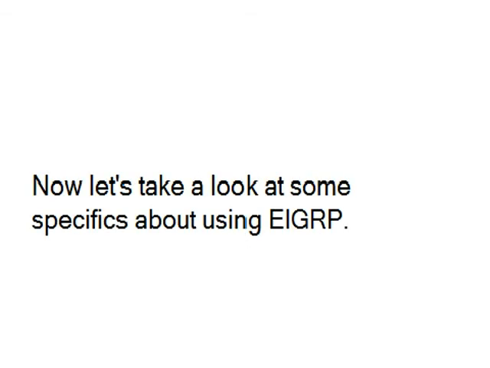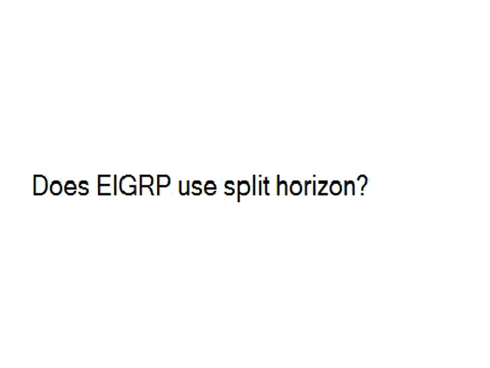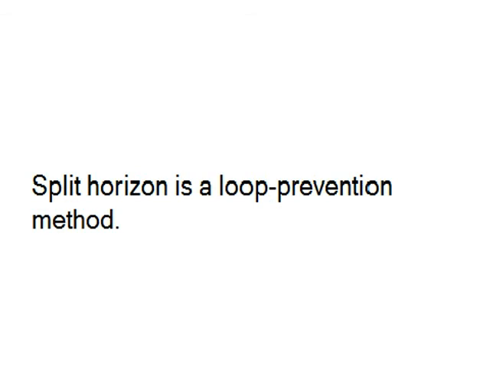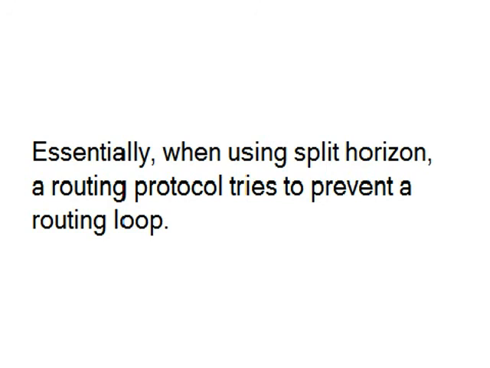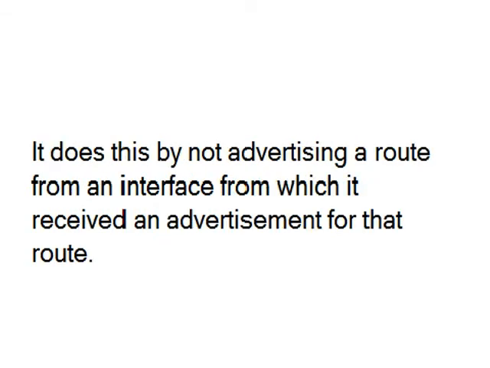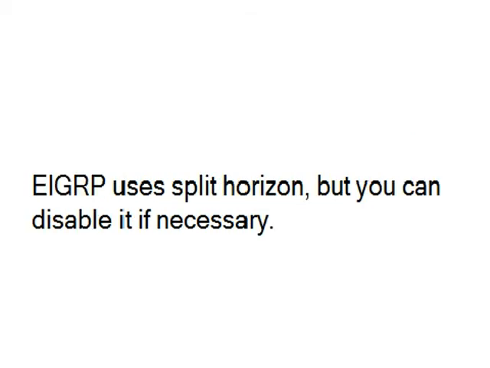Get more specific. Now let's take a look at some specifics about using EIGRP. Does EIGRP use split horizon? Split horizon is a loop prevention method. Essentially, when using split horizon, a routing protocol tries to prevent a routing loop. It does this by not advertising a route from an interface from which it received an advertisement for that route. EIGRP uses split horizon, but you can disable it if necessary.